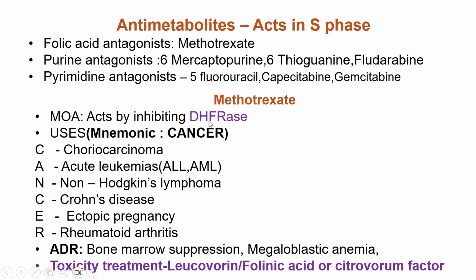Mnemonic is CANCER. Cancer is the mnemonic for uses of methotrexate. Choriocarcinoma, acute leukemia, ALL, AML, non-Hodgkin's lymphoma, Crohn's disease, ectopic pregnancy, rheumatoid arthritis, all are uses of methotrexate. Adverse effects are bone marrow suppression and megaloblastic anemia, the main adverse effects seen. And treatment for methotrexate toxicity is very important.